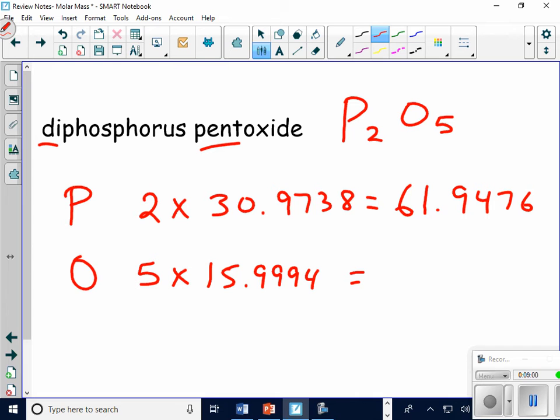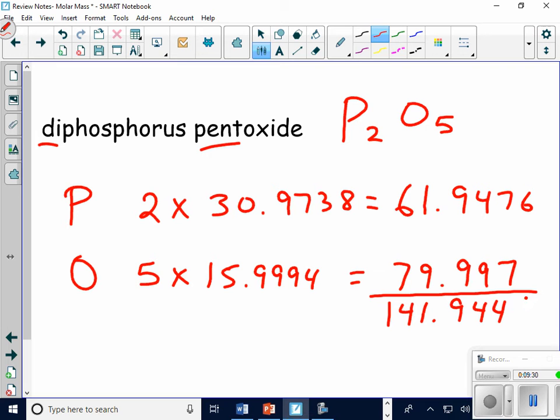Each one is 15.9994. So I take the 15.9994, multiply that by 5. It gives me 79.997. When I do my math to total those, I come up with 141.9446 grams.